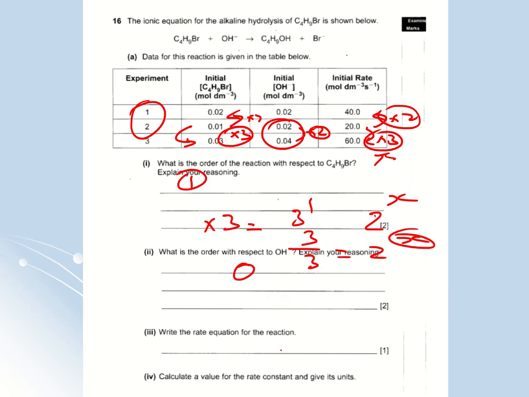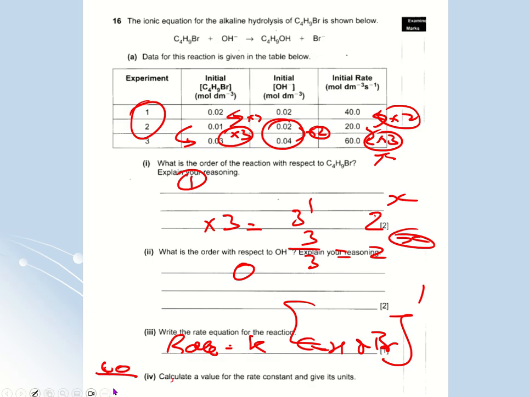If I wanted to write the overall rate equation, that's simply going to be rate equals k[C4H9Br] to the 1, sorry, excuse my handwriting. You don't have to put the 1 in, and you definitely don't have to put the hydroxide ions in because they are zero order. Calculate the value for the rate constant. Well, that would simply be 40 divided by 0.02. That was first order, equals whatever that equals.